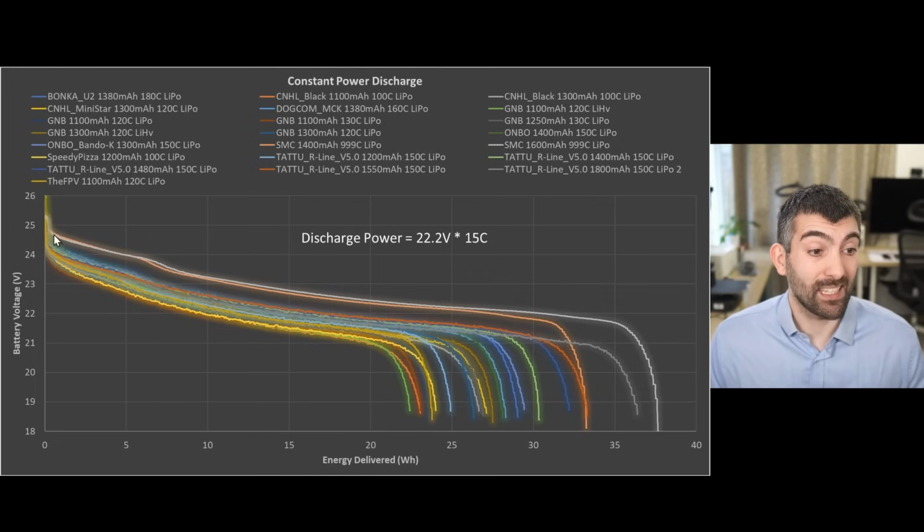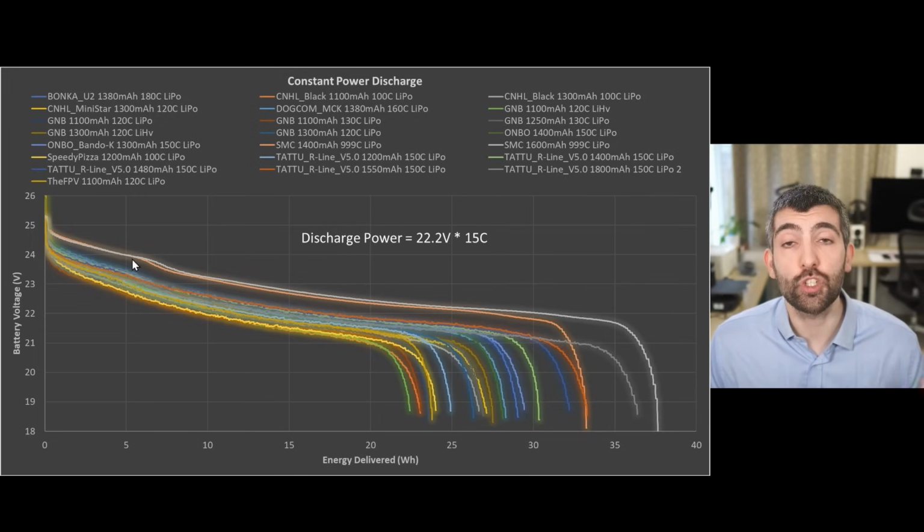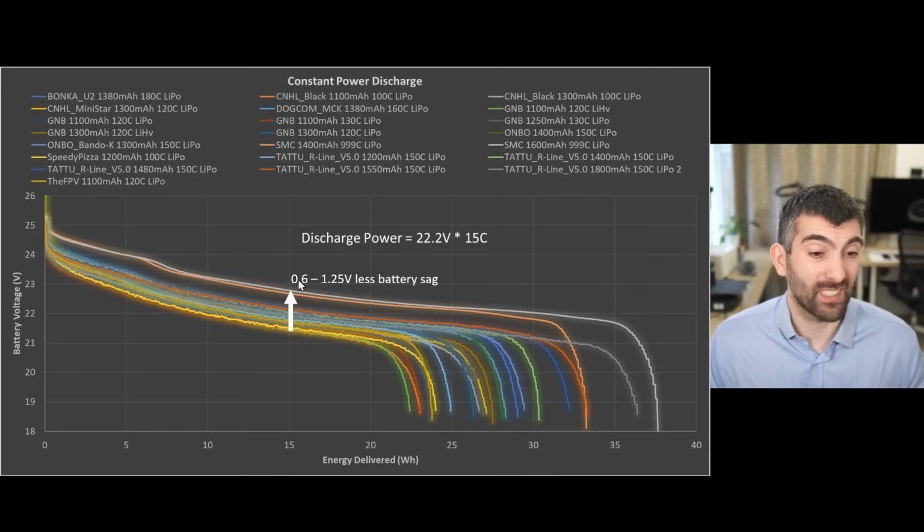Immediately, I noticed that the SMC packs hold a much, much higher voltage during discharge than any of the other packs that I've tested before. And the difference is huge. It's anywhere from 0.6 to 1.25 volts less battery sag, and that's under exactly the same discharge conditions, same temperature, same power, same everything. That extra voltage that they're holding means that they also deliver a lot more energy.